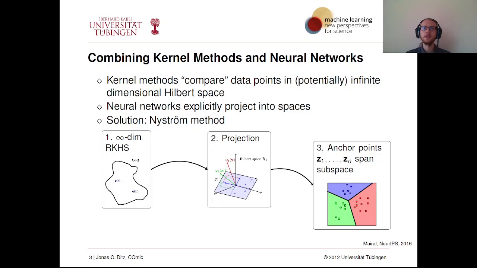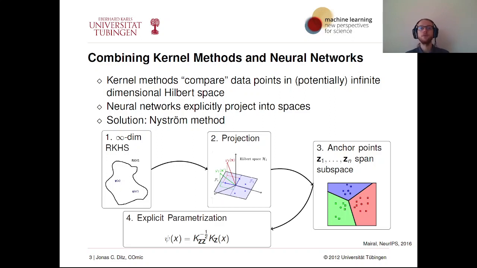In this variant, we first select a set of anchor points. These lie within the input space and can be selected, for example, with simple k-means clustering. We use these anchor points to span a subspace of the infinite dimensional Hilbert space. We furthermore can use the anchor points to define an explicit parameterization of an orthogonal projection from the potentially infinite dimensional Hilbert space onto the finite dimensional subspace spanned by the anchor points.